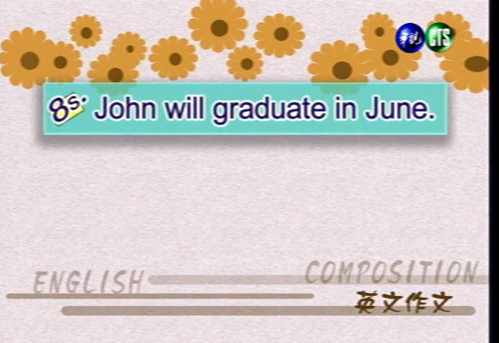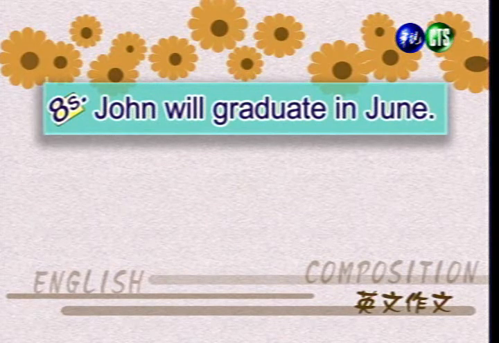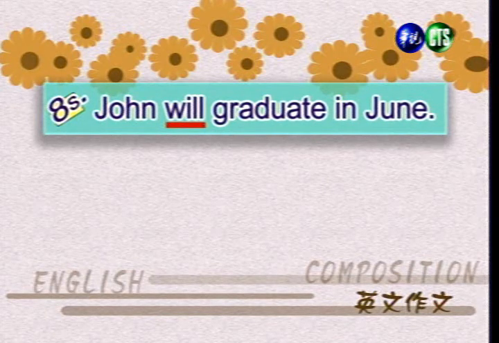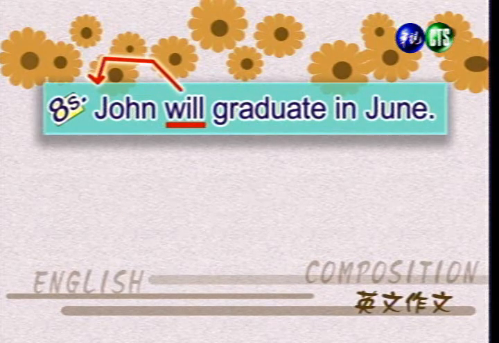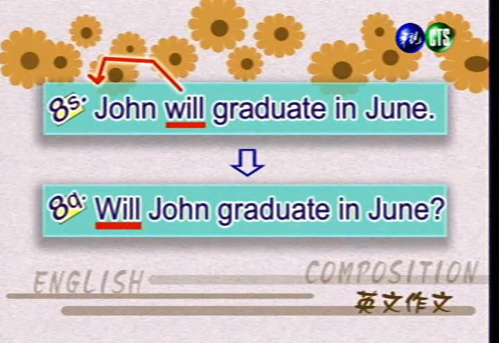Here's another example. John will graduate in June. We have the modal will before our verb graduate in this sentence. To make a yes/no question, we move the word will to the front of the sentence and we get this question. Will John graduate in June?